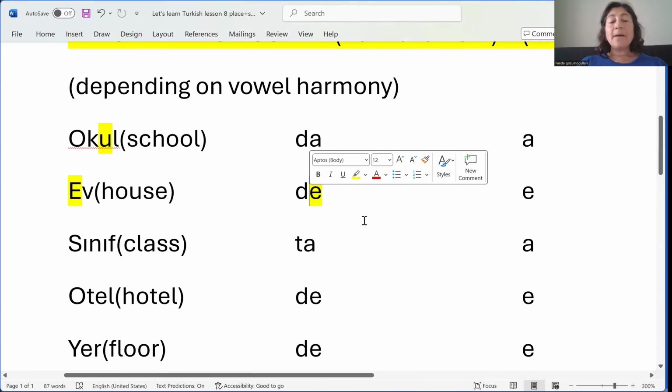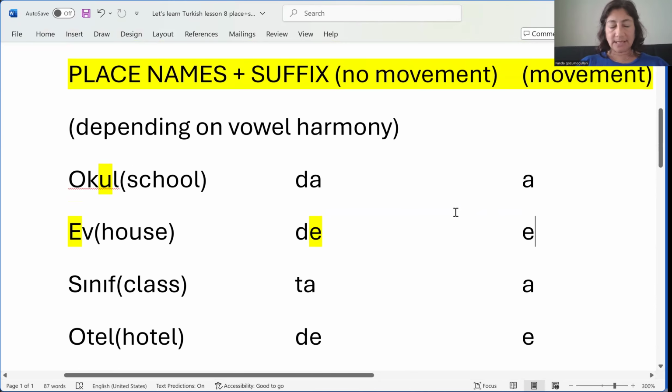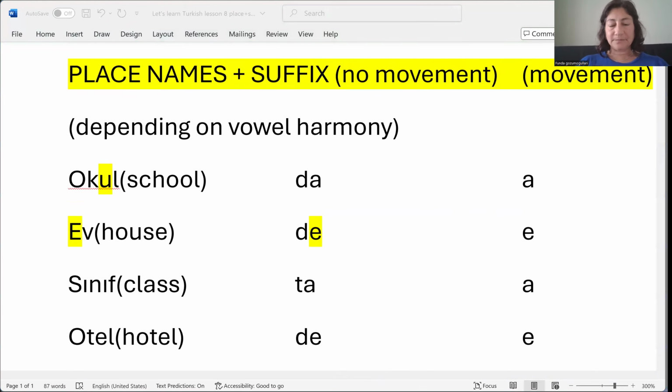So if you say, my daughter is at home, my daughter is in the house, then you say, my daughter, kızım, is in the house, evde. But if you say, my daughter is going home, going to a house, so you say, my daughter, kızım, eve gidiyor, because now there is a movement. So as you can see, I said these suffixes for no movement. I said these suffixes for movement.